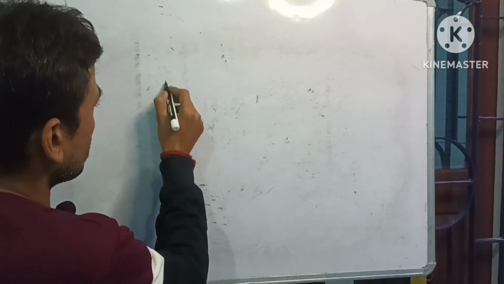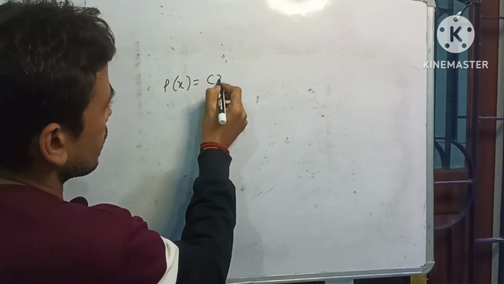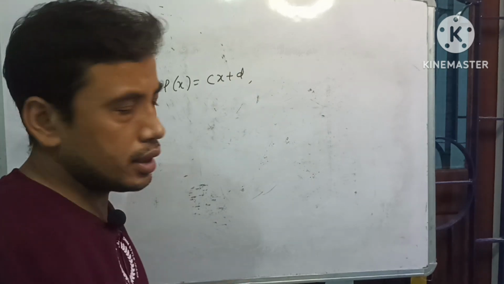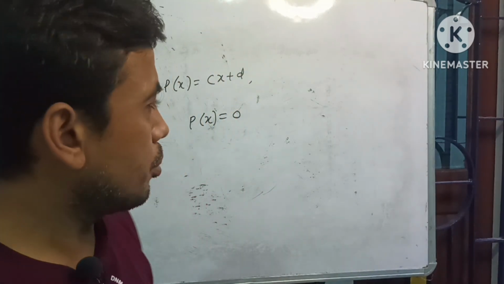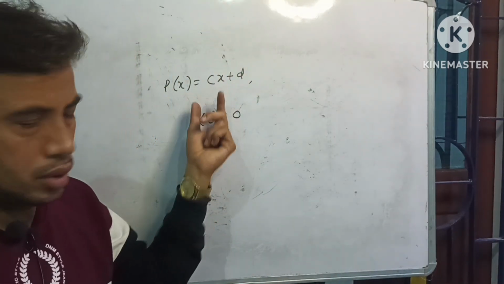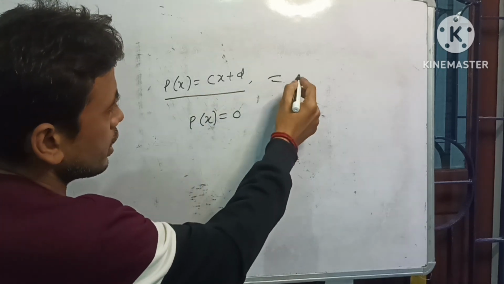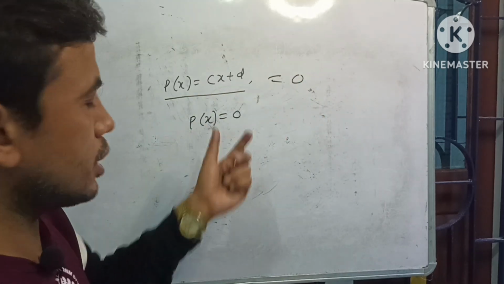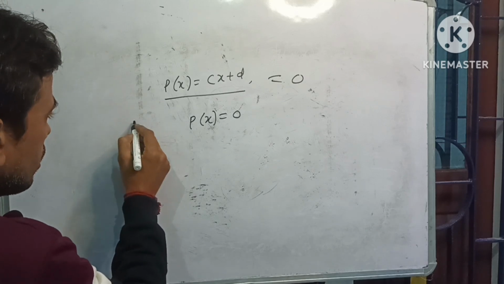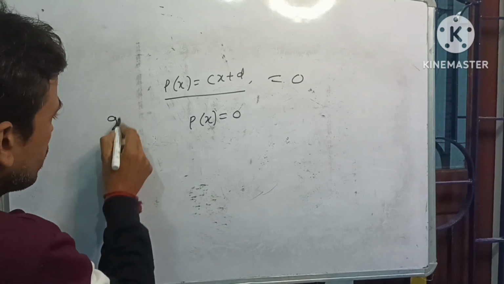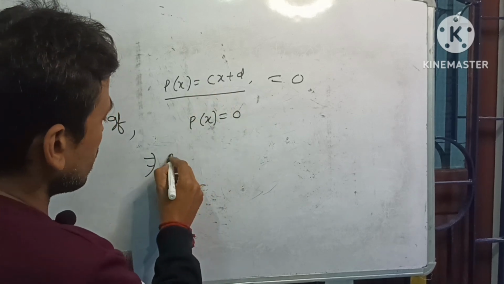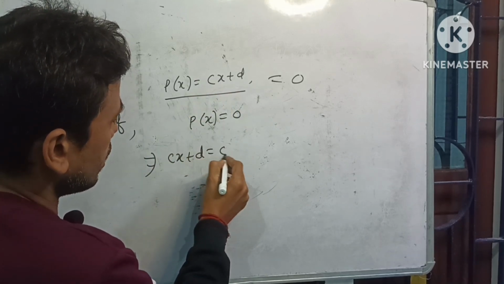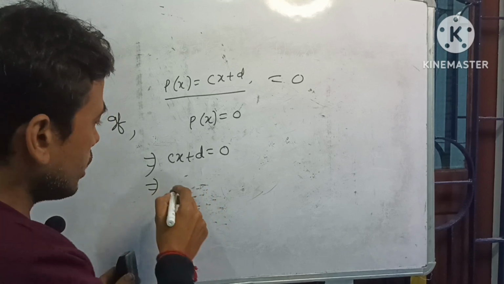Okay? Now we discuss how we find the zero of a polynomial. Suppose you are given a polynomial p(x) is equal to cx plus d. You have to find the zero of this polynomial. So what do we do? Zero means the value of the variable for which this polynomial becomes 0. So first we take p(x) is equal to 0. p(x) means cx plus d, and this is equal to 0.